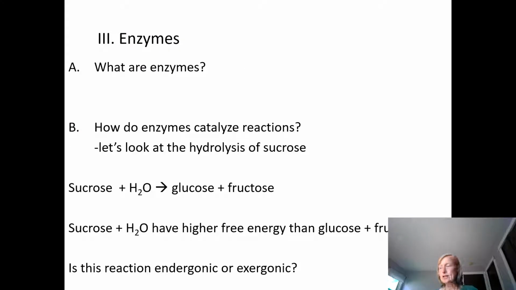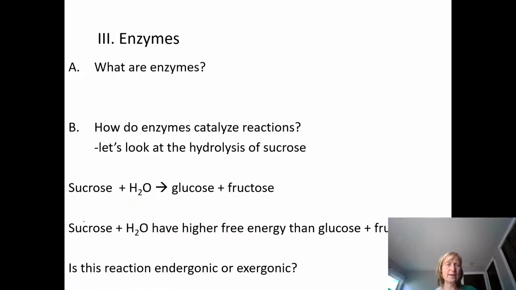So it turns out that for spontaneous and for non-spontaneous reactions, enzymes are important in biological systems. In any reaction that happens in a living cell, enzymes are required. And so we need to sort out what enzymes are and why they are needed for chemical reactions to proceed. All right, the first question then is, what are enzymes?